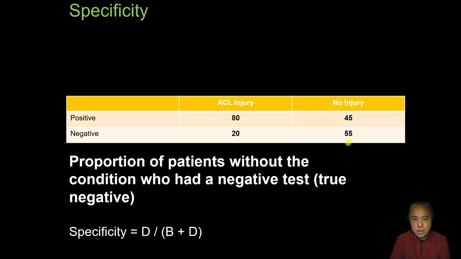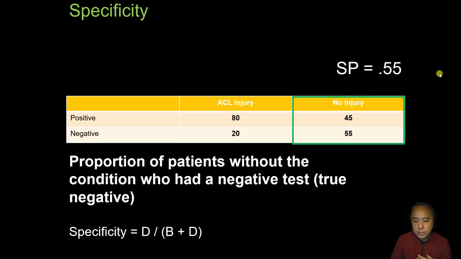Now let's take a look at specificity. What is the level of specificity of the Lachman's test? This is the proportion of all the patients without the condition who tested negative. So it is the rate of true negatives. That's the second column that I show you here. So that is 55 divided by 100, which gives you a specificity of 55% or 0.55.